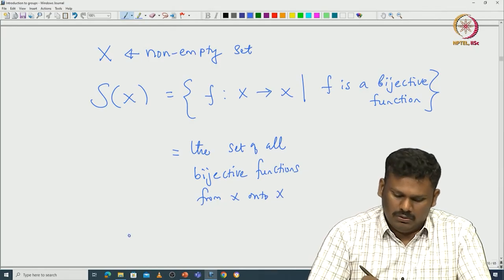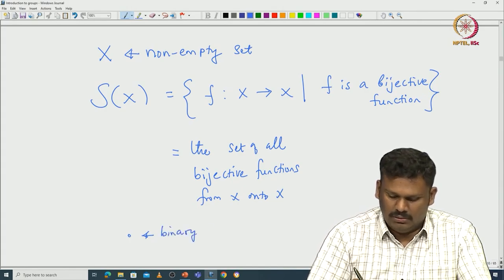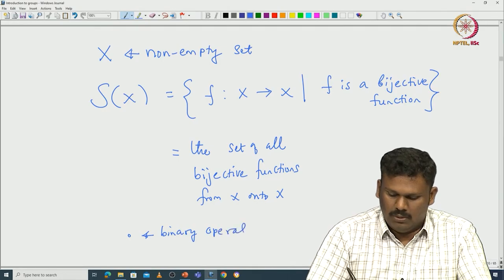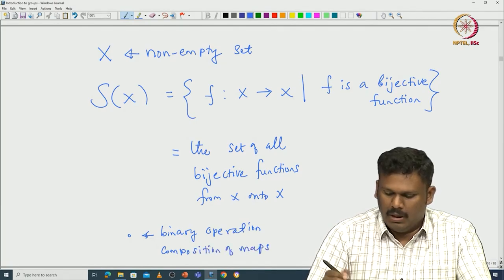So now I can define a binary operation on this S of X, which is called composition, composition of maps or composition of functions.